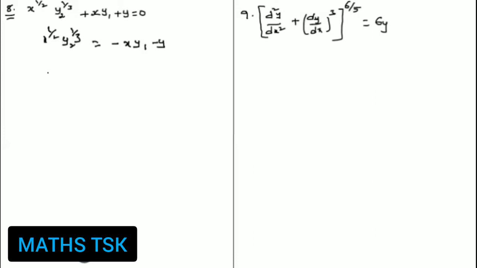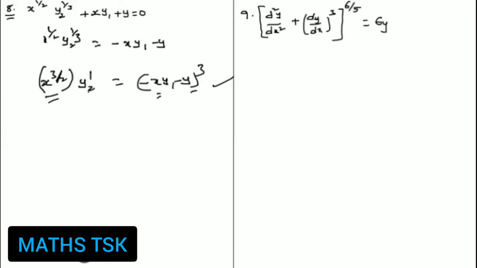Cubing on both sides, this becomes x to the power of 3 by 2, y2 to the power of 1 is equal to minus (xy1 minus y) whole cube. The degree may be something, we don't need it. So here x to the power of 3 by 2 is there, maybe. We are not depending on the power of x and y. It may be integers or may not be integers, so it doesn't bother about the x and y here. We bother about the derivative power.